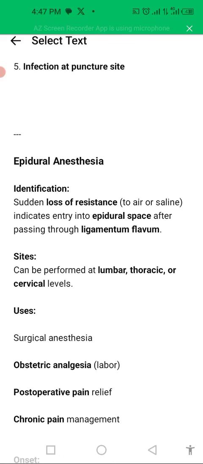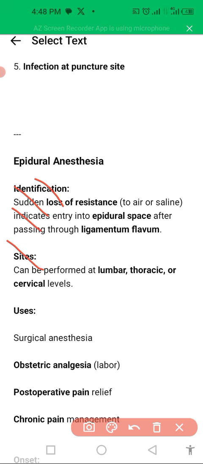In epidural anesthesia, there is a technique in which a sudden loss of resistance happens after the interspinous ligament and ligamentum flavum. Then we have to identify the epidural space for injection of the anesthetic agent. Entry into the epidural space is after passing the ligamentum flavum, and it is performed at the lumbar, thoracic, and cervical level. In the lumbar vertebrae, L3-L4 or L4-L5 is a good place for performing epidural anesthesia.